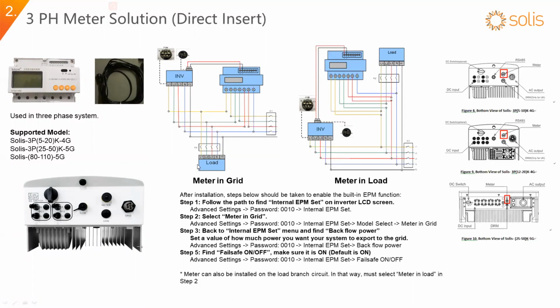What should be the slave address of the EPM? The EPM should have slave address 1, and then it doesn't matter for the inverters, as long as you have the inverters as 2, 3, 4, 5, 6, 7, like that.